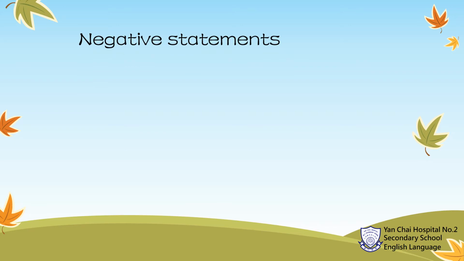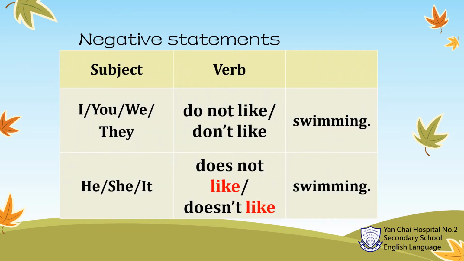So for the negative statements, we will use do not like or does not like. But in this case, whether we use I, you, we, or they, or he, or she, or it, the like will remain the same. We will not change anything for the verb.